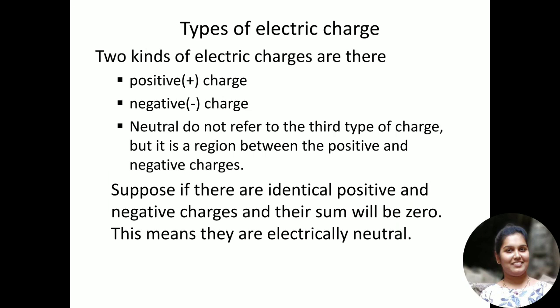So neutral charge, here we don't consider it as a special kind or a third category of charge, but it is a region between the positive and the negative charges. Suppose there are identical positive and negative charges and their sum will be 0. This means that these positive and negative charges are now electrically neutral.